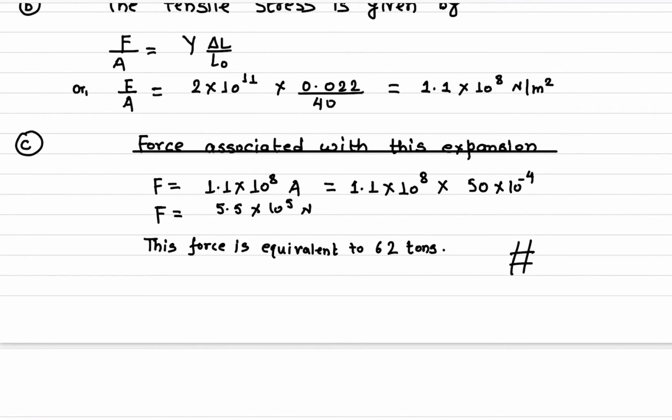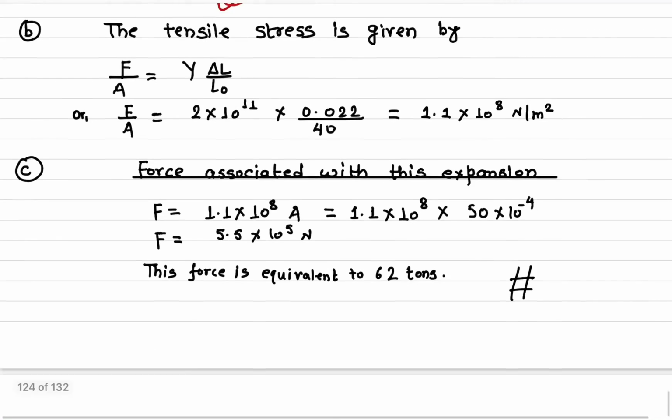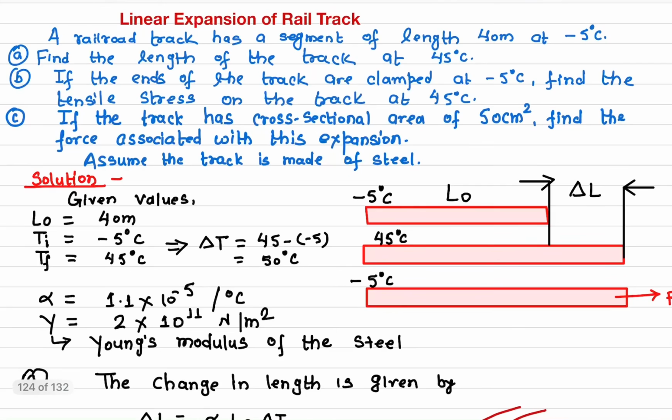That means if the railroad tracks are just placed close to each other, and there is not enough space, then they will exert a force equal to this number onto each other, which is equivalent to 62 tons of force. So it's a huge force, and due to this huge force, if there is not enough space between the two segments, the tracks will be deformed. So this is the mathematical approach to calculating the force that one part can exert on the segment, and how much the railroad track will expand.